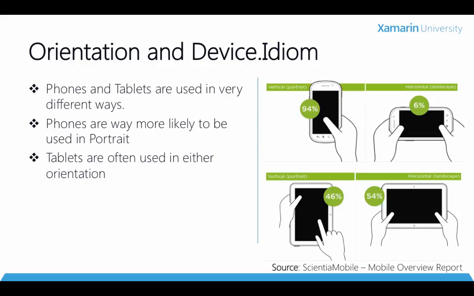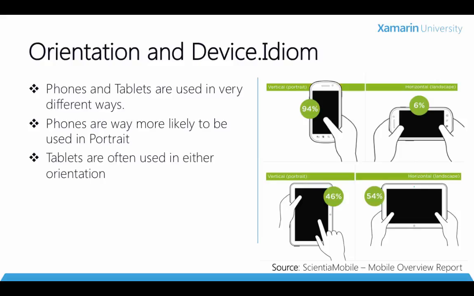Another consideration in regards to orientation is that people use phones and tablets in very different ways. Just in terms of numbers, taken from the mobile overview report produced by Censure Mobile, their statistics showed that when using phones, a vast majority of people use their devices in portrait mode. But the story is very different when we look at tablets, where the split between portrait and landscape is roughly equal. So a common strategy is to lock the orientation on phone form factors and allow rotation when on tablet.